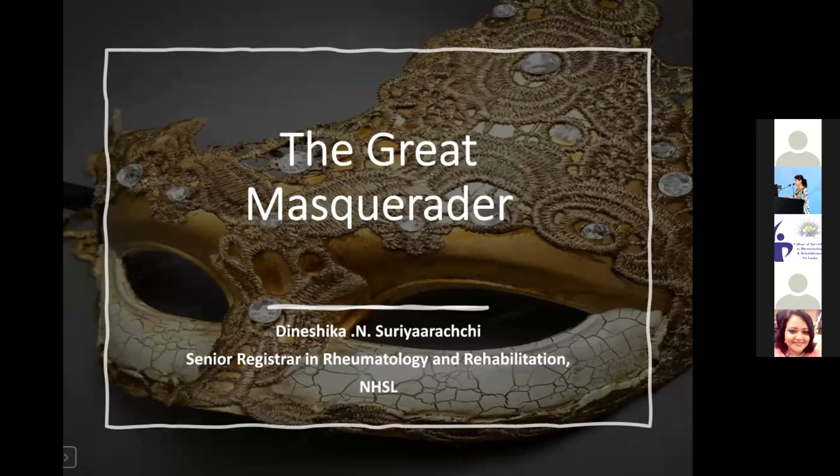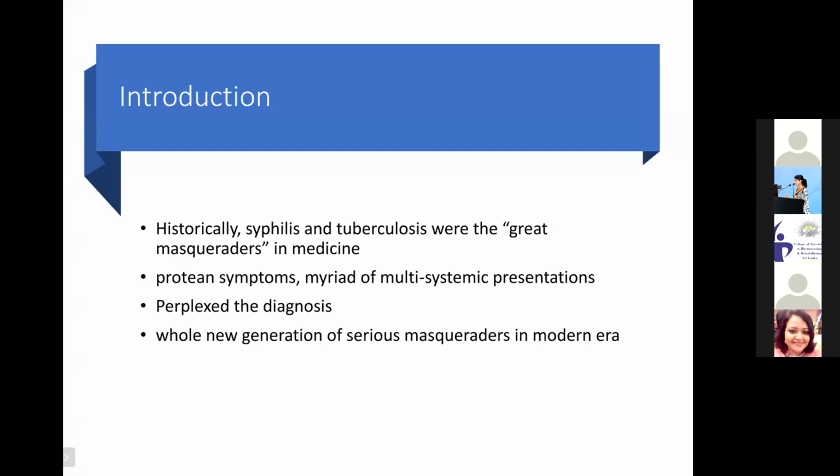A masquerader is someone who is in disguise. As we all know, tuberculosis has been a great masquerader in medical history. TB can mimic many clinical presentations, raising a significant diagnostic challenge. Likewise, there are a whole new set of masqueraders emerging in our clinical practice nowadays. So I am going to talk about one such mimicker we recently encountered.